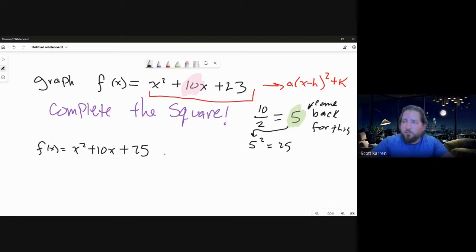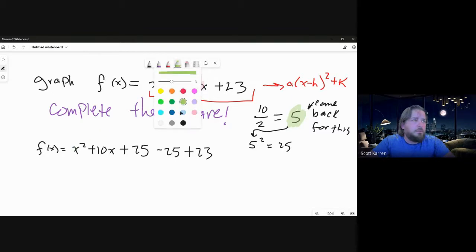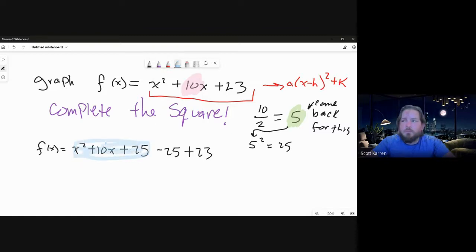But I can't just add 25, but I can add 25 and subtract 25, and that's no problem, right? All I've done is added 25, subtracted 25, that's 0. I can add 0 all day long. But the reason I do that is because now those three terms make a perfect square trinomial, right?